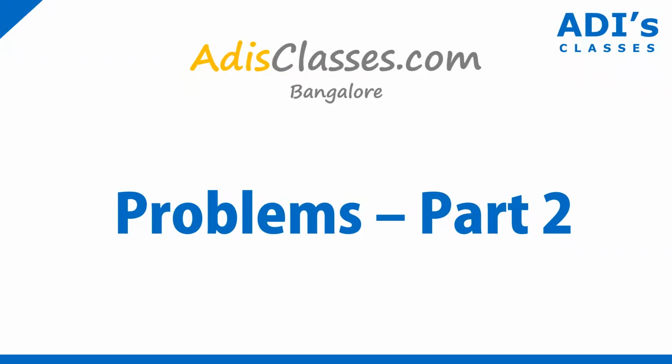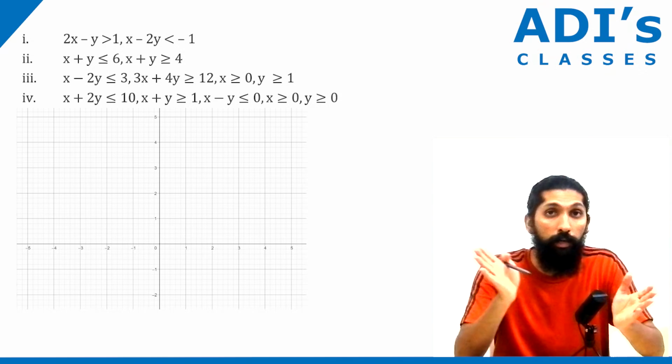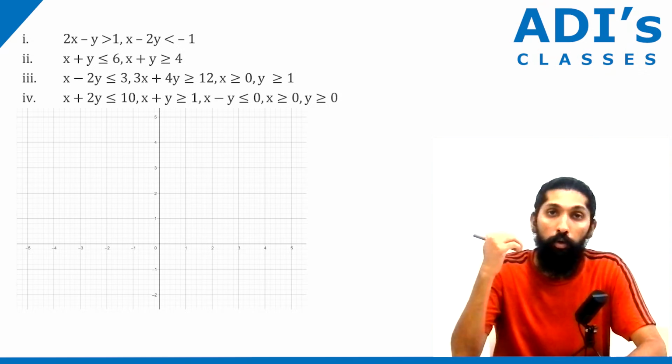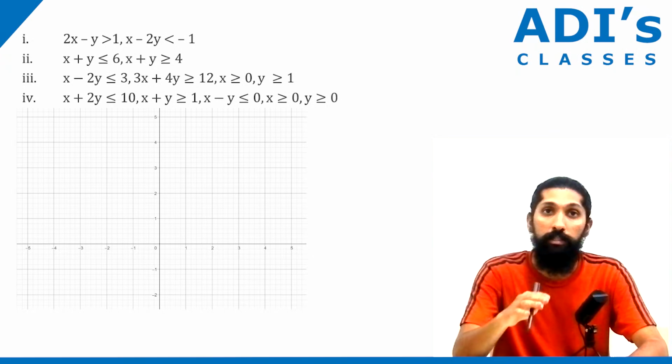What if you have two inequalities? Then how do we solve it? Because you are going to get a particular region, not like an open region. It can be open, it can be closed also. Alright, so let's start with the first one.